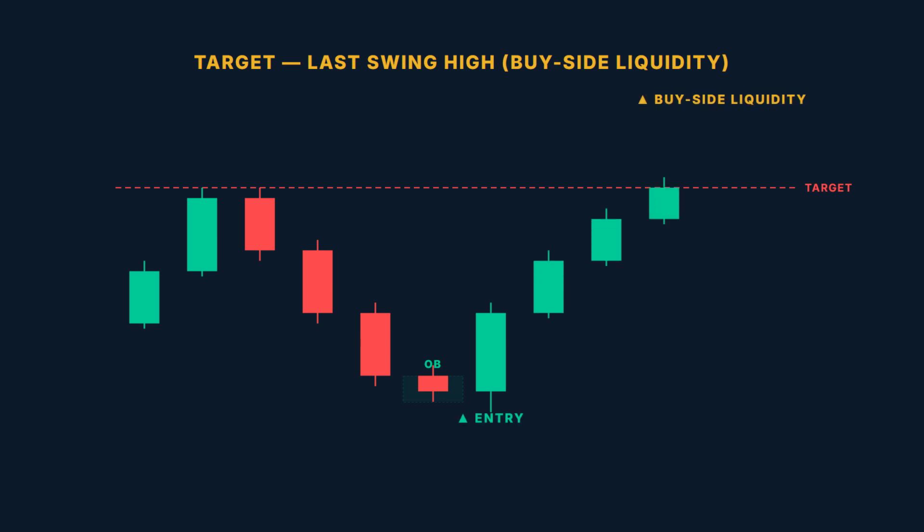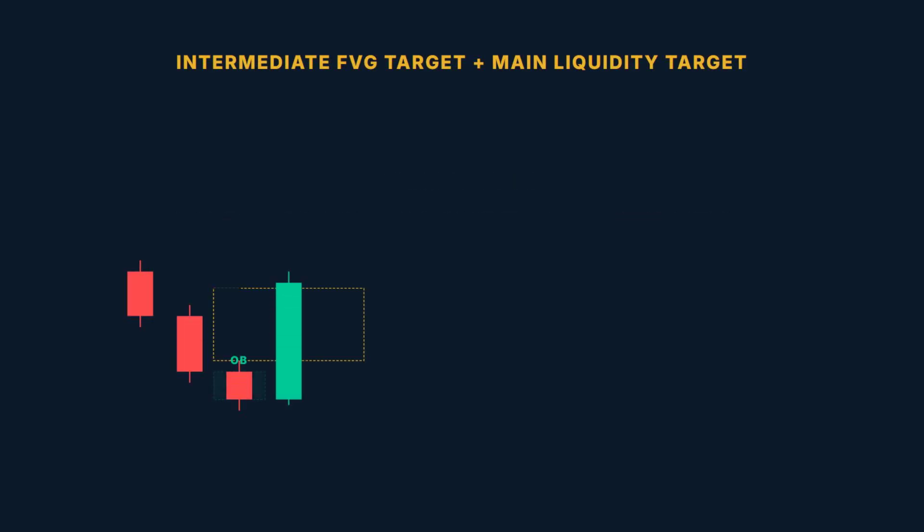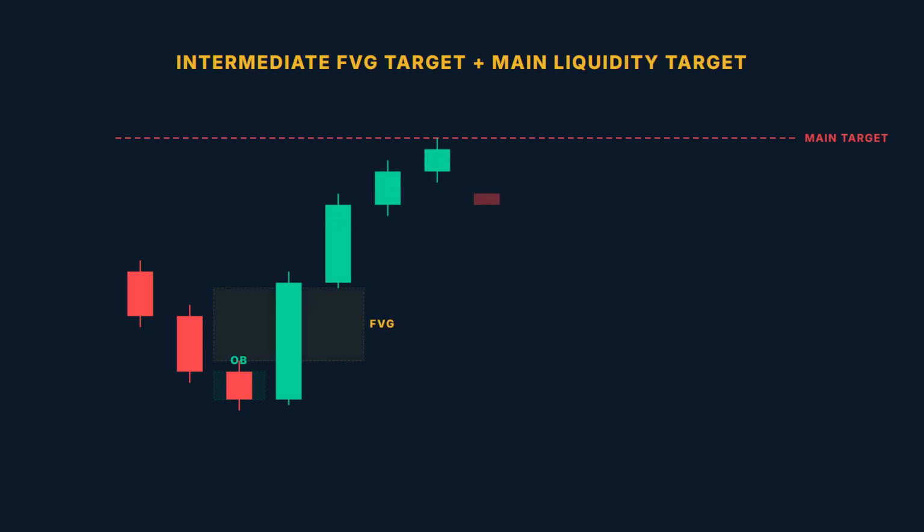Let's talk about trade management now, because finding the right setup means nothing if you do not know where to put your stop and where to take profit. In SMC, the stop goes below the order block when you are long, specifically below the low of the bullish order block with a small buffer. That buffer absorbs normal price fluctuations without triggering the stop prematurely.